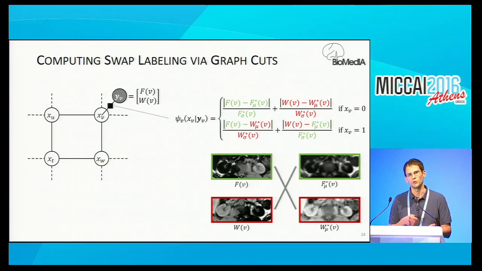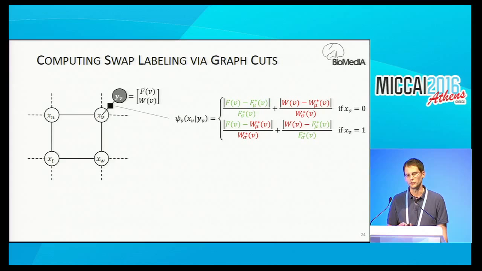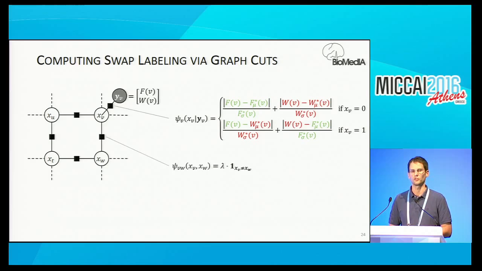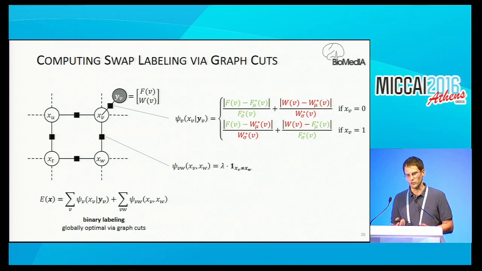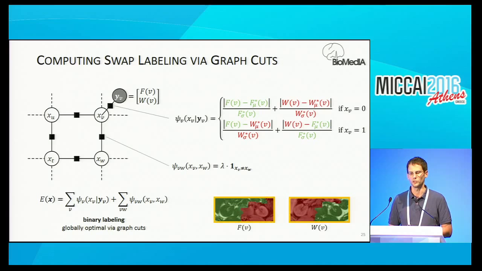Now, in order to impose some regularization, we use the pairwise potentials to give a very simple regularization term here, which is just a Potts model that gives us a penalty term lambda whenever we try to assign two different values to the binary variables that are connected, so the neighboring nodes in the graph. So these two potentials constitute our binary labeling energy, which we can solve globally optimally via graph cuts, which then gives us the swap labeling that we need in order to correct the images.